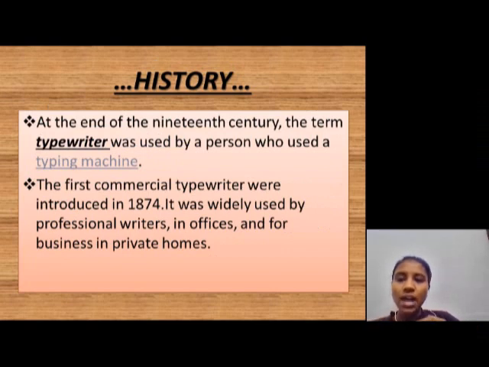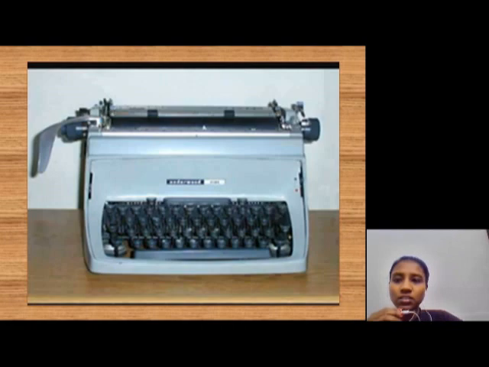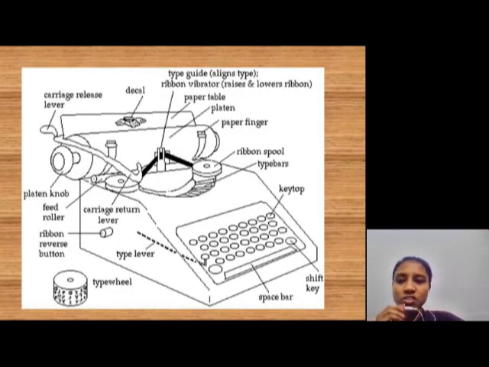About the typewriter. The typewriter was developed during the 19th century, and the term typewriter was used for a person who used a typing machine. The first commercial typewriter was introduced in 1874, and it was widely used by professional writers in offices and by persons in private homes for business. This is a typewriter and its basic structure.